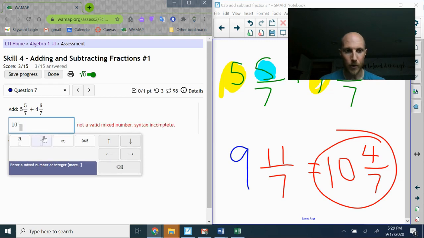I'm not typing 104. I want 10, and so there's space, so I can create my fraction. 4 on the top and 7 on the bottom. And until I'd finished typing that fraction, you saw it gave me syntax incomplete, right? Because I haven't finished the fraction.